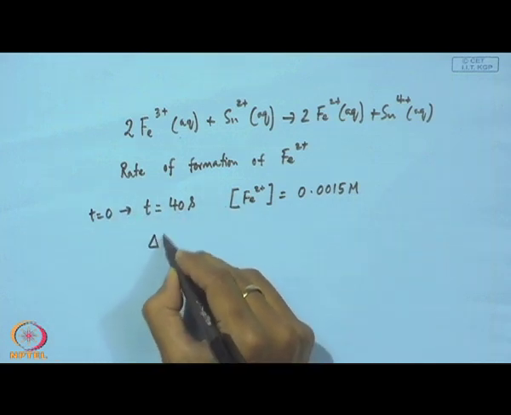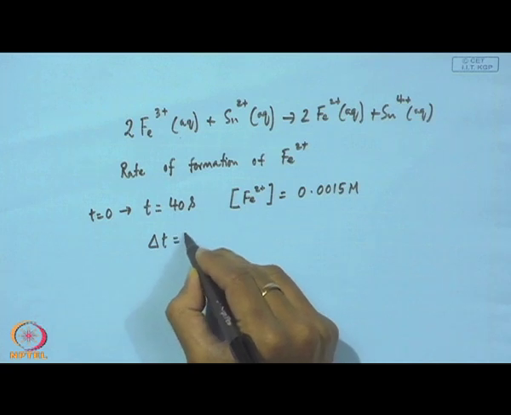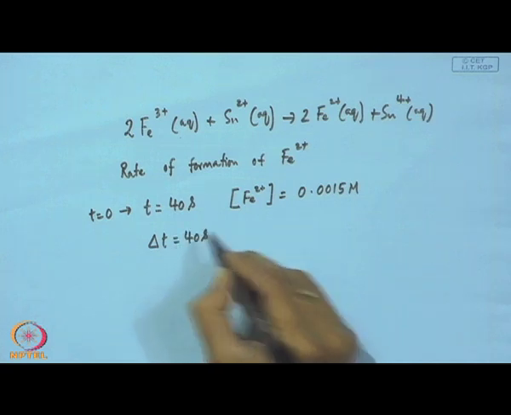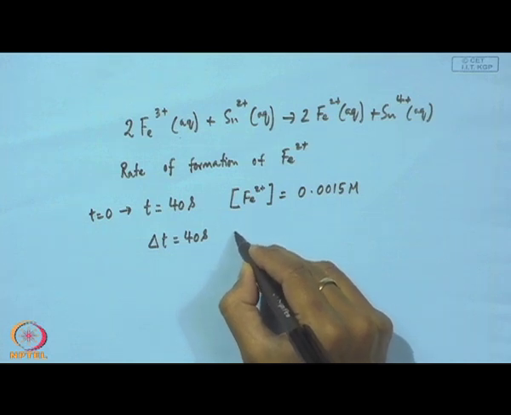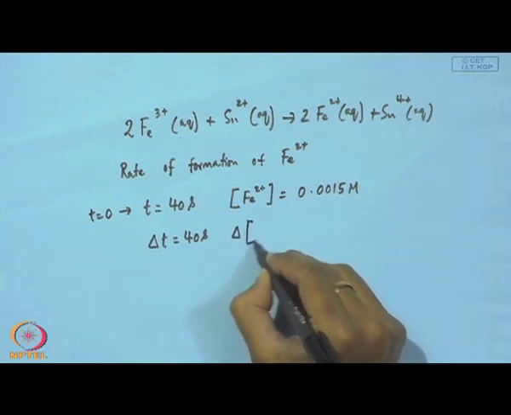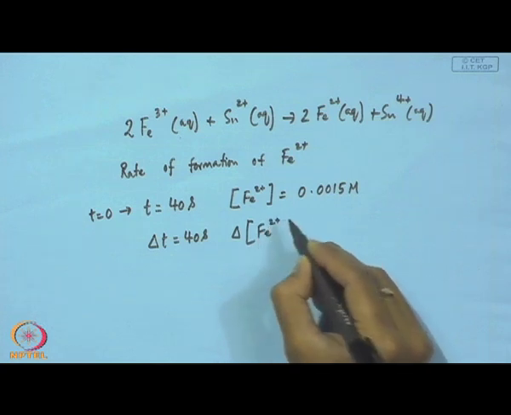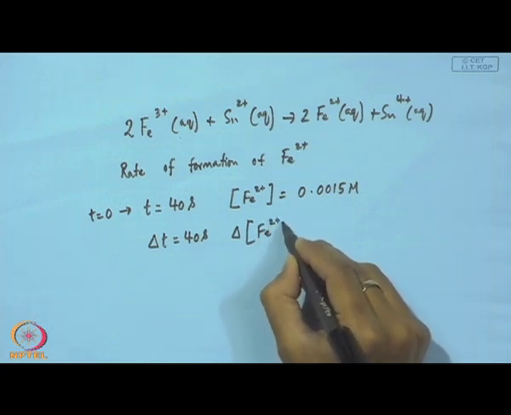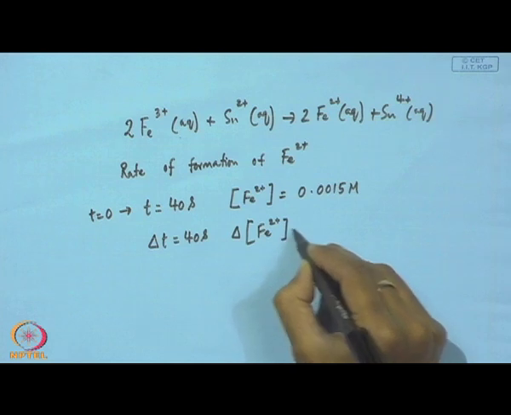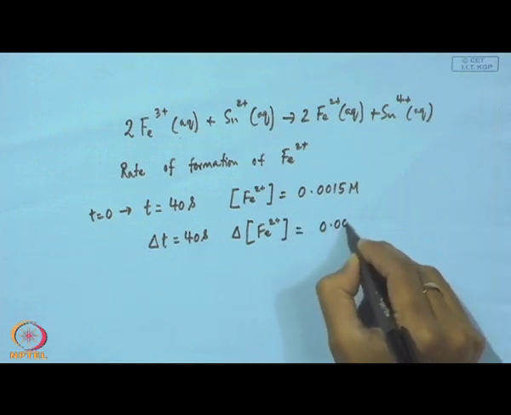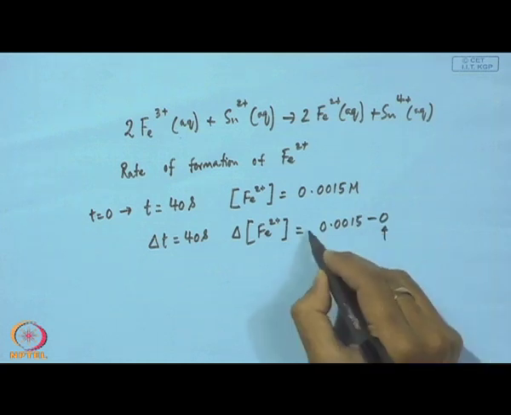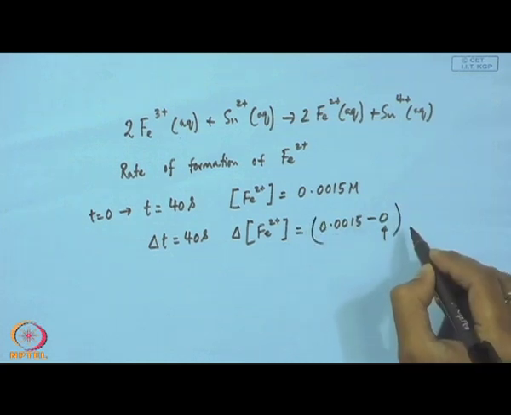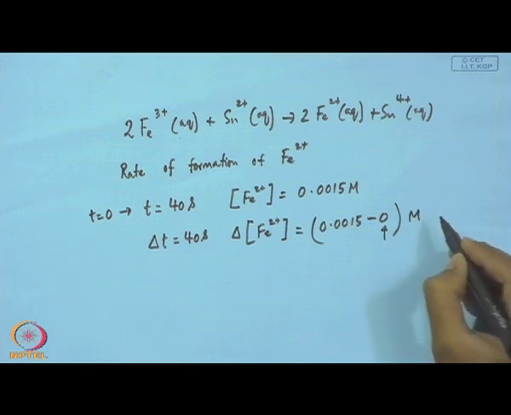So, delta t is equal to 40 seconds, and so delta [Fe2+] is equal to 0.0015 minus 0. Why is this 0? Because at the start there was no Fe2+. So, this much molar.